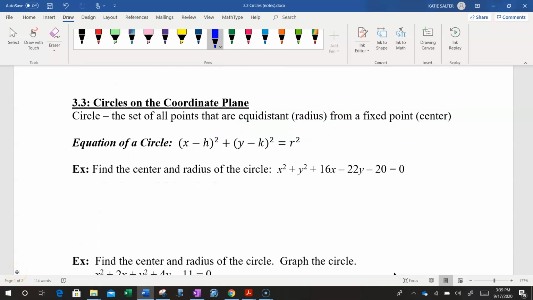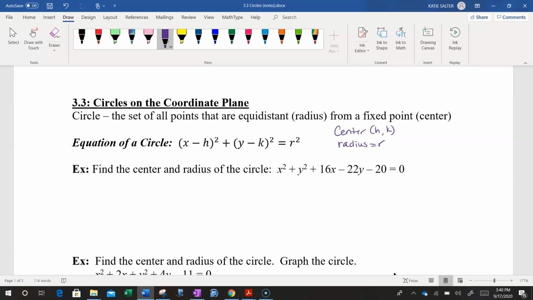Anytime we are trying to write the equation of a circle, we want to get it into this standard form, (x minus h) squared plus (y minus k) squared equals r squared, where the center is (h, k), so we'll always take the opposite of what's inside, and the radius is equal to r. All right, so notice this first problem that we have: x squared plus y squared plus 16x minus 22y plus 20 equals 0. Okay, so we look at that and we're like, whoa, that is not in the correct form. So how do we get it in the correct form?